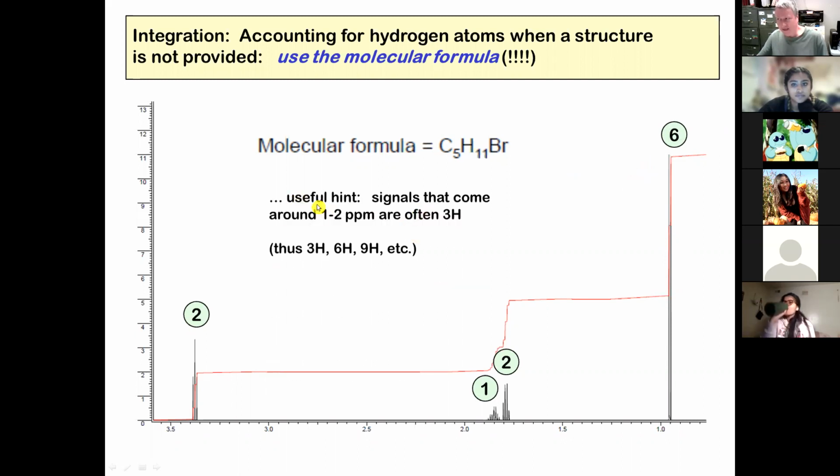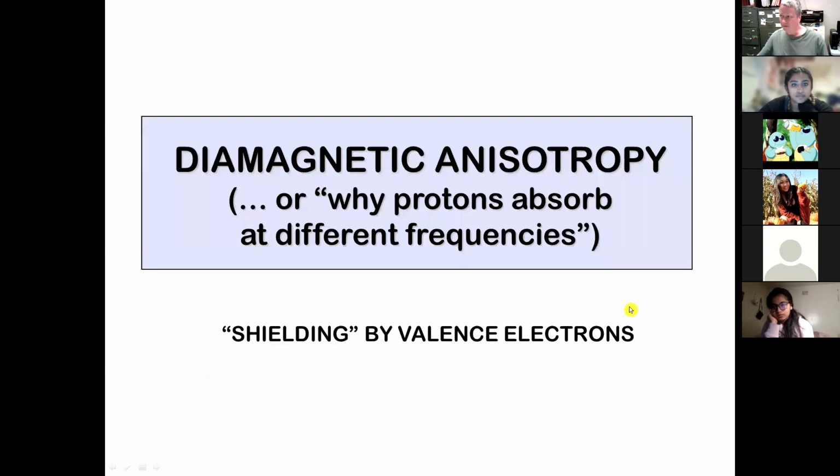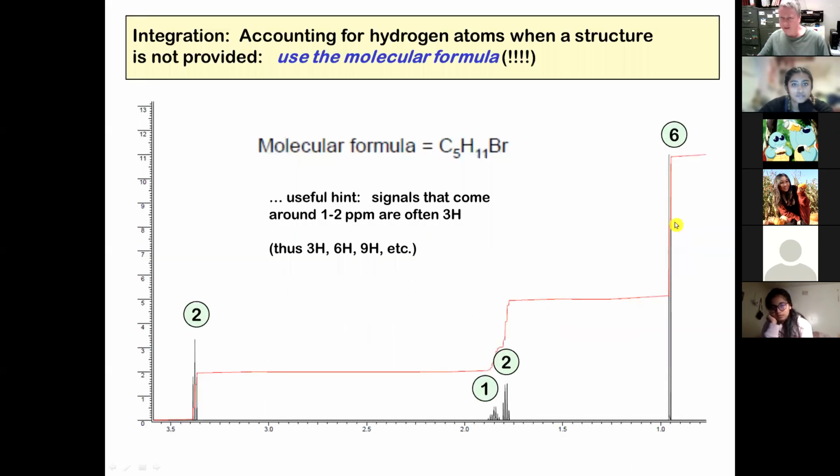Useful hint, signals that come around 1 to 2 are usually going to be around 3. Now these are not CH3s. Obviously, they can't be, right? Because the integration is very small. But certainly something that's at 1 is almost always going to be 1 or 2 CH3s. Okay. So that one would be methyl. Yeah, this is actually 2 methyls, 2 identical methyls. But again, we're not going to show the structure here because that's beyond our level skills yet.